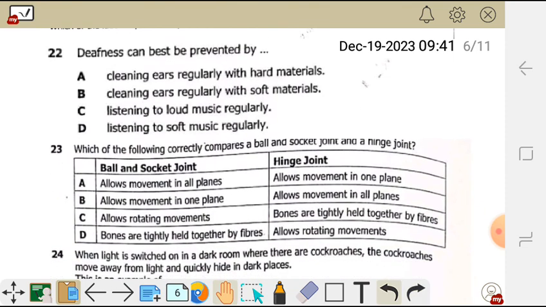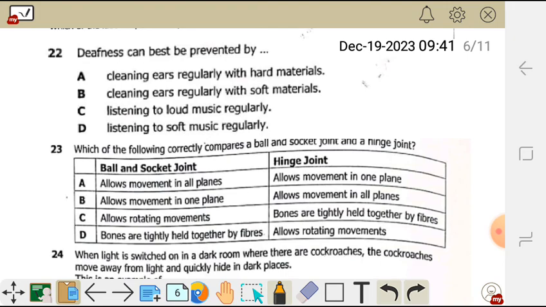22. Deafness can best be prevented by A. Cleaning ears regularly with hard materials. B. Cleaning ears regularly with soft materials. C. Listening to loud music regularly. And D. Listening to soft music regularly.